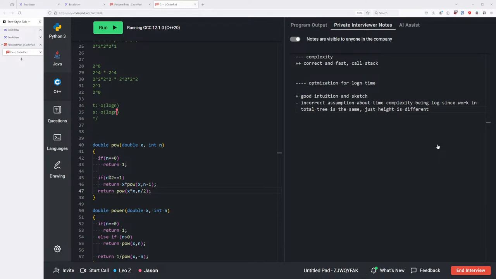Let's see. So let's say 12. 12 divided by 2 is 6. 6 divided by 2 is 3. And then once we get to odd, we subtract 1, so it's 2. So I guess worst case, it would be at most half, right? Like half those iterations would have odd powers. At most half. Okay.